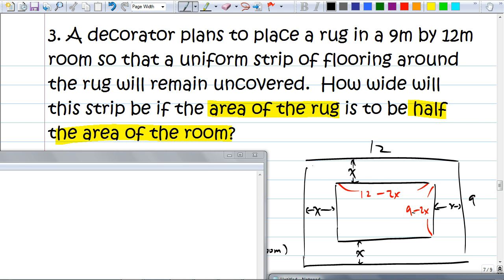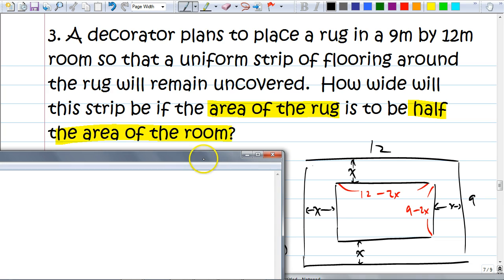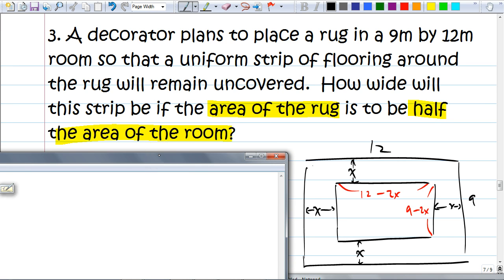Because how are you going to come up with an equation? What did they say? The area of the rug is half of the area of the room. Guys, listen. Do we know how to find the area of the rug? It's length times width, which is equal to, is means equal to, and half means half. What's the area of the room? Well, 9 times 12. Everybody, can you come up with the equation for this? Help each other out. I'll wait.